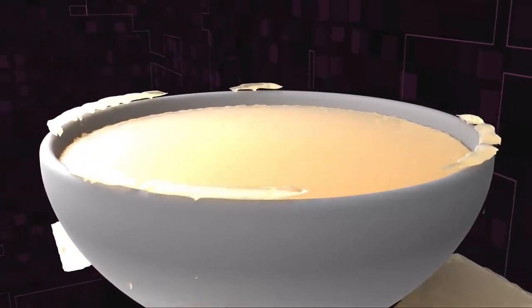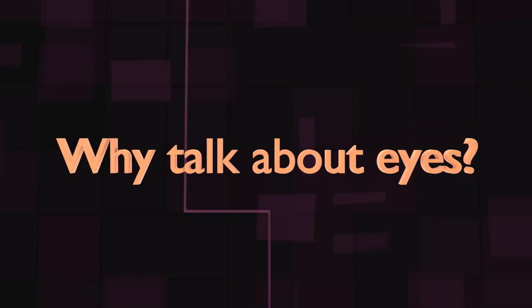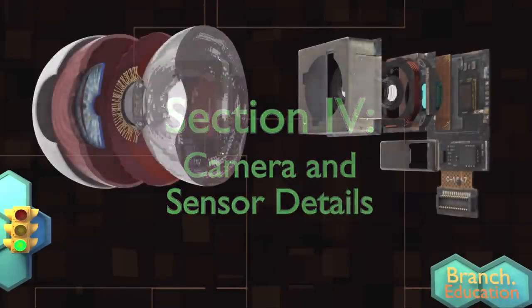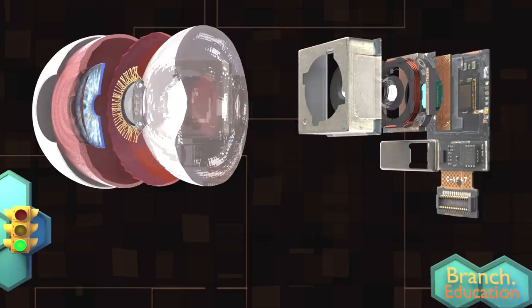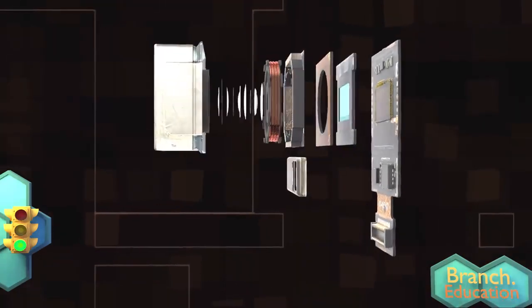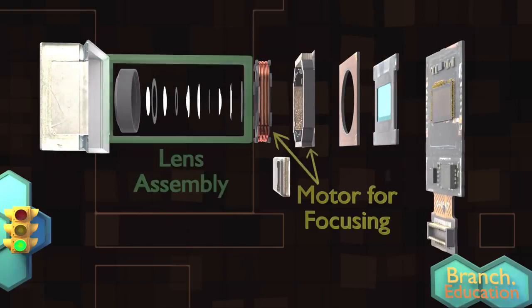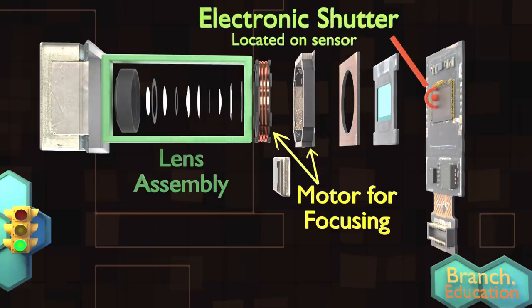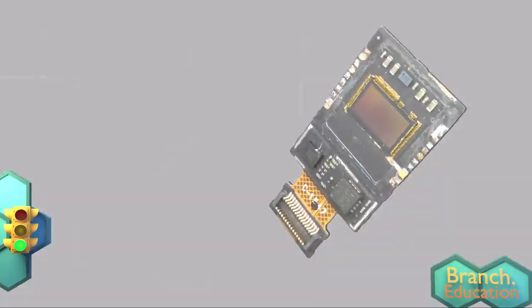So, if this episode is about how smartphones take pictures, why are we talking about the human eye? Well, it's because both of these systems share a lot of commonalities. A smartphone camera has a set of lenses with a motor that allows the camera to change its focus. These lenses take a wide angle of light and focus it to create a clear image. Next, there is an electronic shutter that controls the amount of light that hits the sensor. At the back of the camera is a massive grid of microscopic light-sensitive squares.